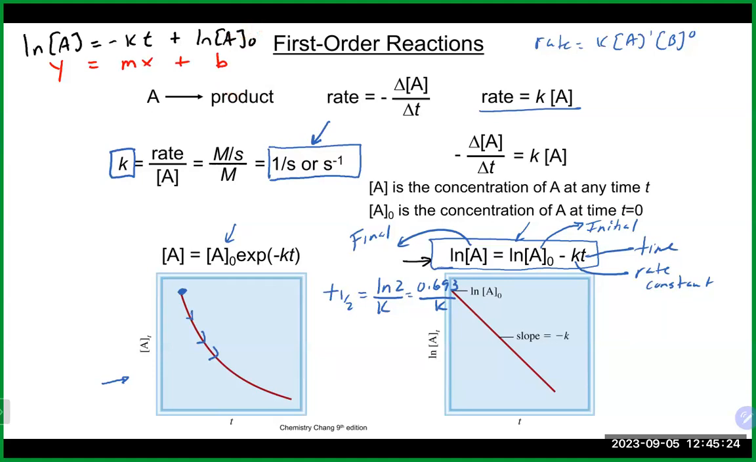And that is how we get the graph on the bottom, because on the y axis is the natural log of A. On the x axis is time, which means when I solve for the slope of this line, it equals negative of the rate constant. It does not equal the rate constant, it equals negative of the rate constant.